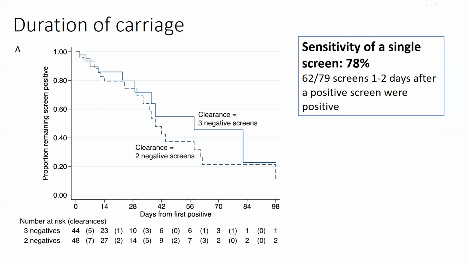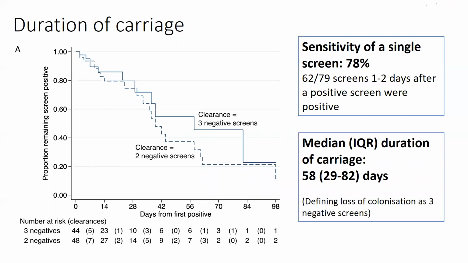So if we then say, well, you need at least 2 or even 3 negative screens to convince us you've lost Candida auris, we can then say something about how long you carry it for. And it turns out that in our patients, they were probably carrying it for up to about 60 days or more on average. Do bear in mind, though, that by the time we get out to people who have been in the healthcare system that long, it's the minority of patients. The numbers in the table at the bottom there just show the number of patients left.